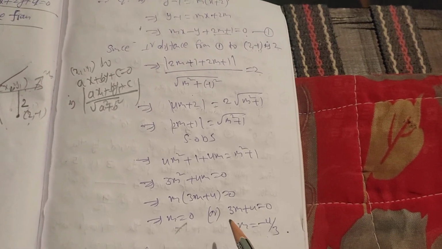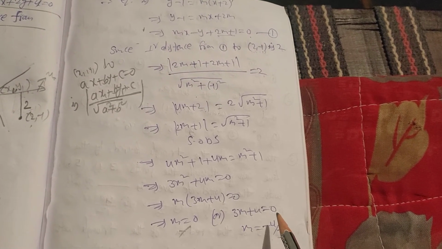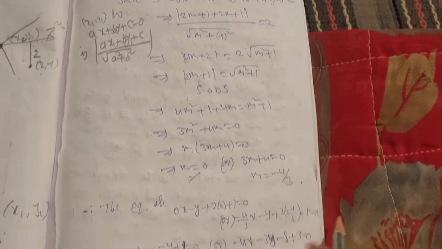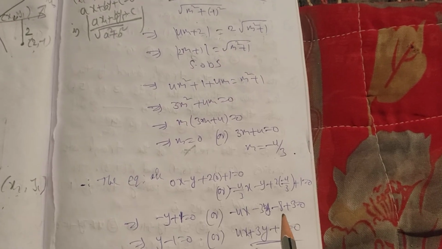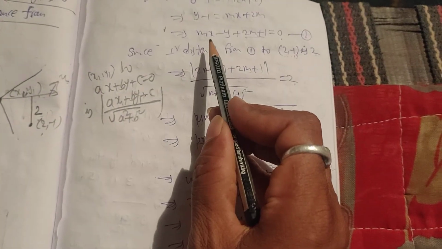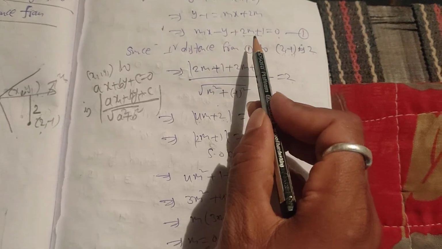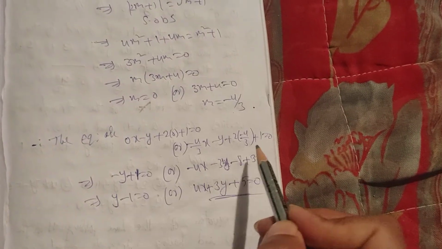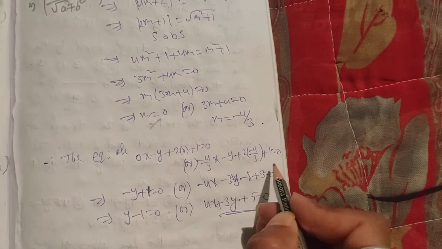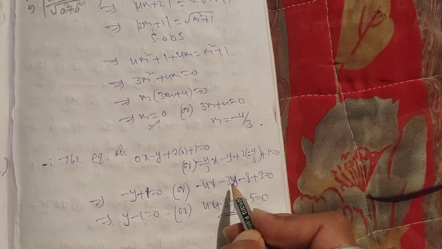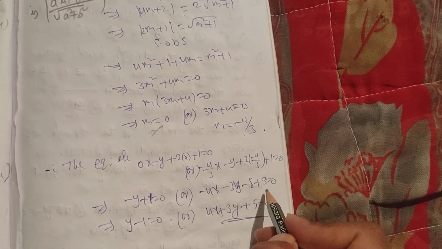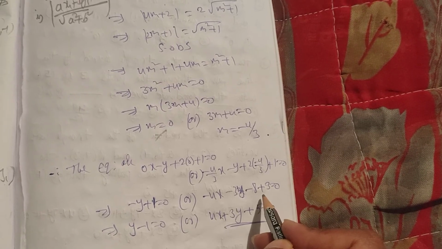So go to the second condition, that is 3m plus 4 is equal to 0. 3m is equal to minus 4, m is equal to minus 4 by 3. So substitute m is equal to minus 4 by 3 here. Now we have minus 4 by 3 into x minus y plus 2 into minus 4 by 3 plus 1 is equal to 0. Here 3 is the LCM. So minus 4x minus 3y, 2 into minus 4, that is minus 8, plus 3 into 1, 3, over 3 is equal to 0.